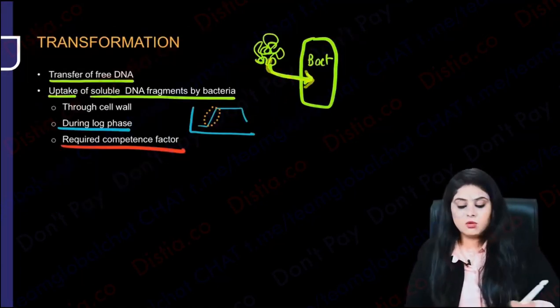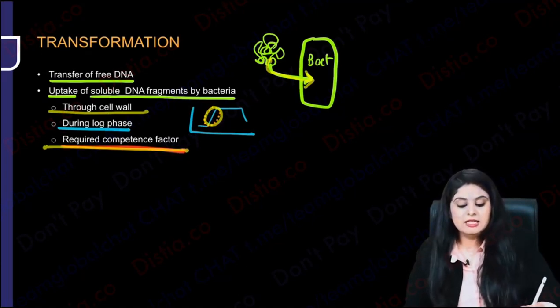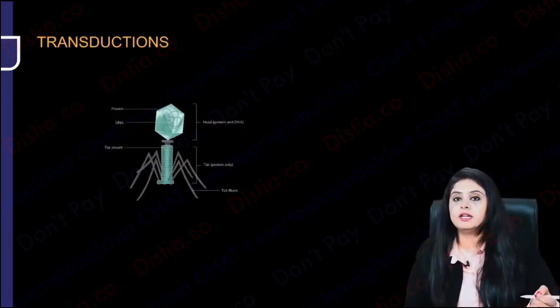And now tell me, through what will it come? It will come through the cell wall. In which phase of the bacterial growth curve? The log phase. What does the bacteria need? It needs competence factor. This is done. Let's move on to the next one.